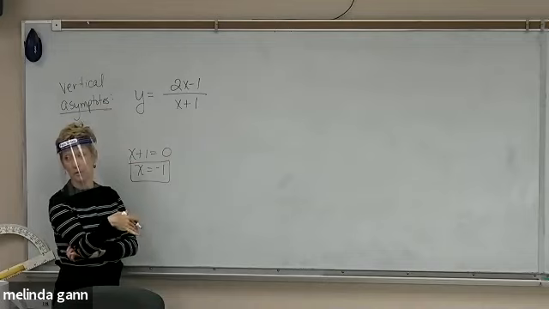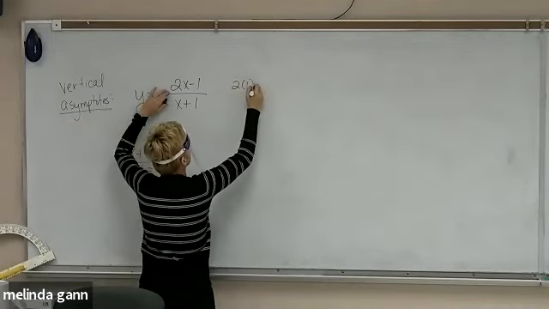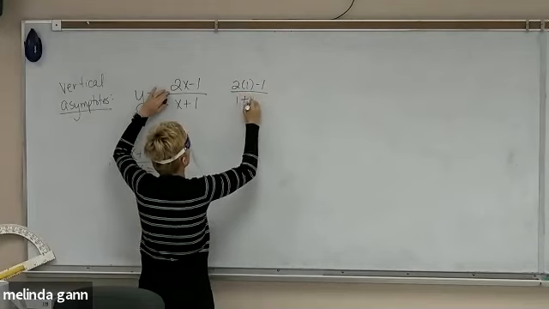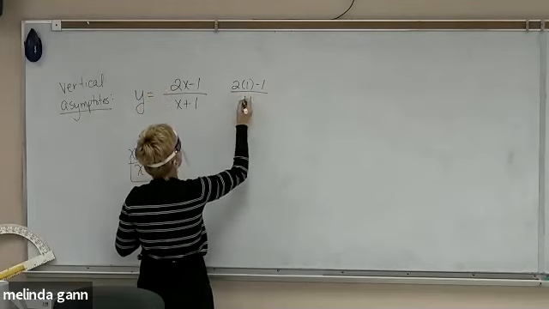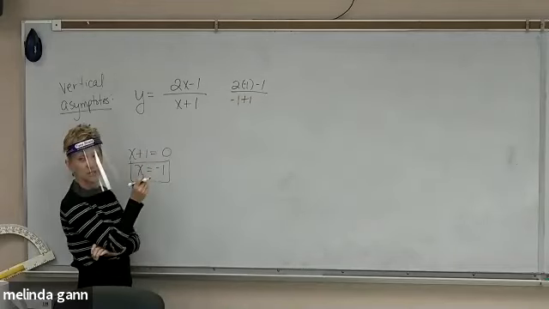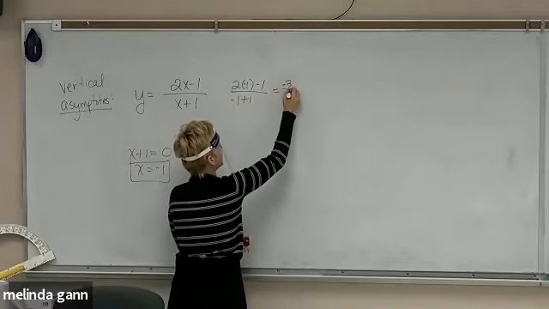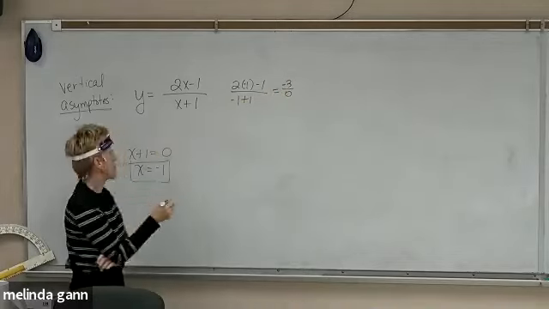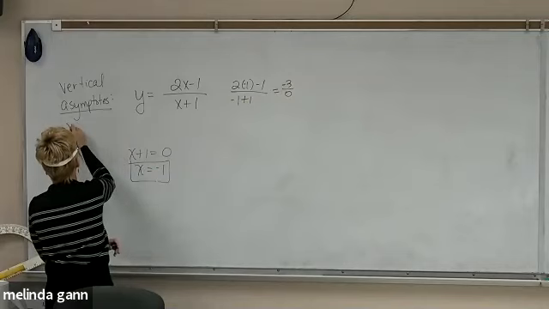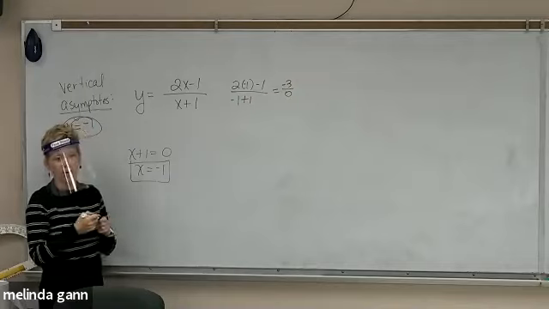How do I find out if that's for sure one? What has to be true? When I plug it in, I have to get 0 on the bottom and not get 0 on the top. Does that happen up here? Don't I get -3 over 0? So I'm going to have a vertical asymptote x equals what? -1. So we already know how to do vertical asymptotes.